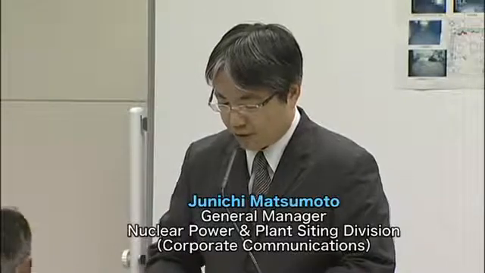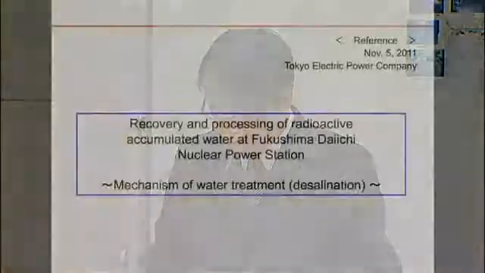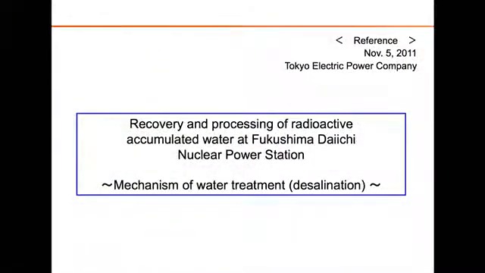We are conducting the collection and processing of radioactive accumulated water at Fukushima Daiichi Nuclear Power Plant. Last week we explained how the highly concentrated contaminated water is processed in the system. Today we will explain how desalination is conducted after the above processing.